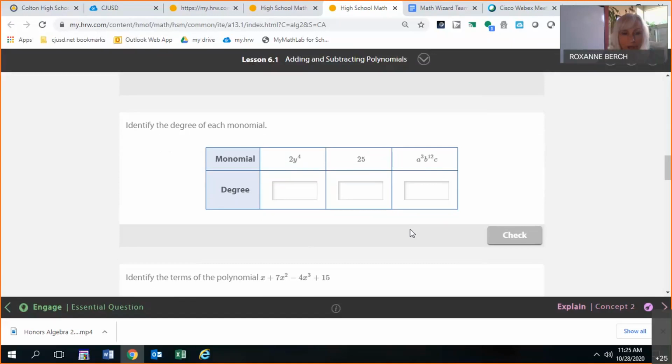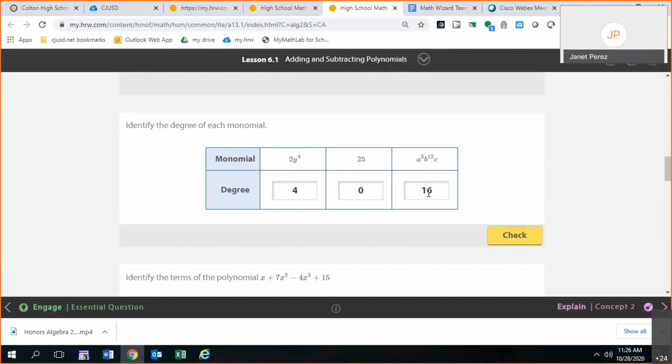So now they're of each monomial. Now, remember the definition said when you're finding the degree of a monomial, you add up the powers of the variable. So what do you think the degree is of this monomial? 4. Okay. What do you guys think? 0. Yes. Okay. What do you guys think this degree is? Would it be 16? I think it'll be 16.